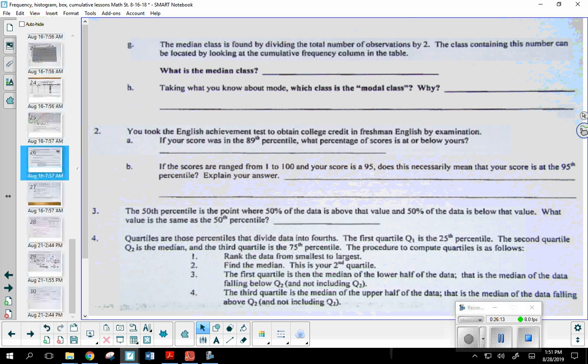Number 2. You took the English achievement test to obtain college credit in freshman English by examination. If your score was in the 89th percentile, what percentage of scores is at or below yours? Well, it would be 89%.